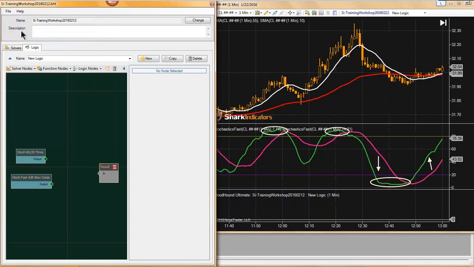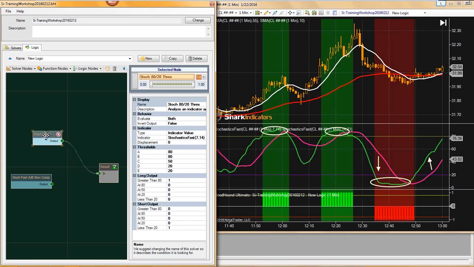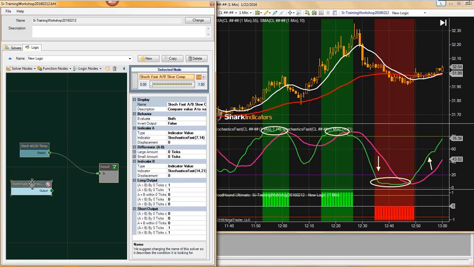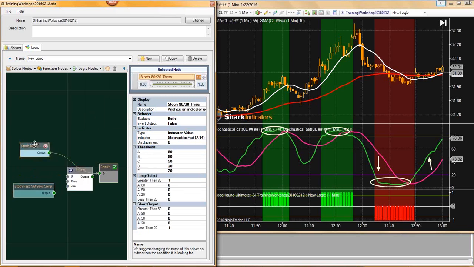So the AND node doesn't work either. Let me just save this here. Since condition A, this solver here, is our overriding condition, it has priority, and we only want to see these signals. Otherwise, we want to see condition B signals. What we're going to use is an if-then node.